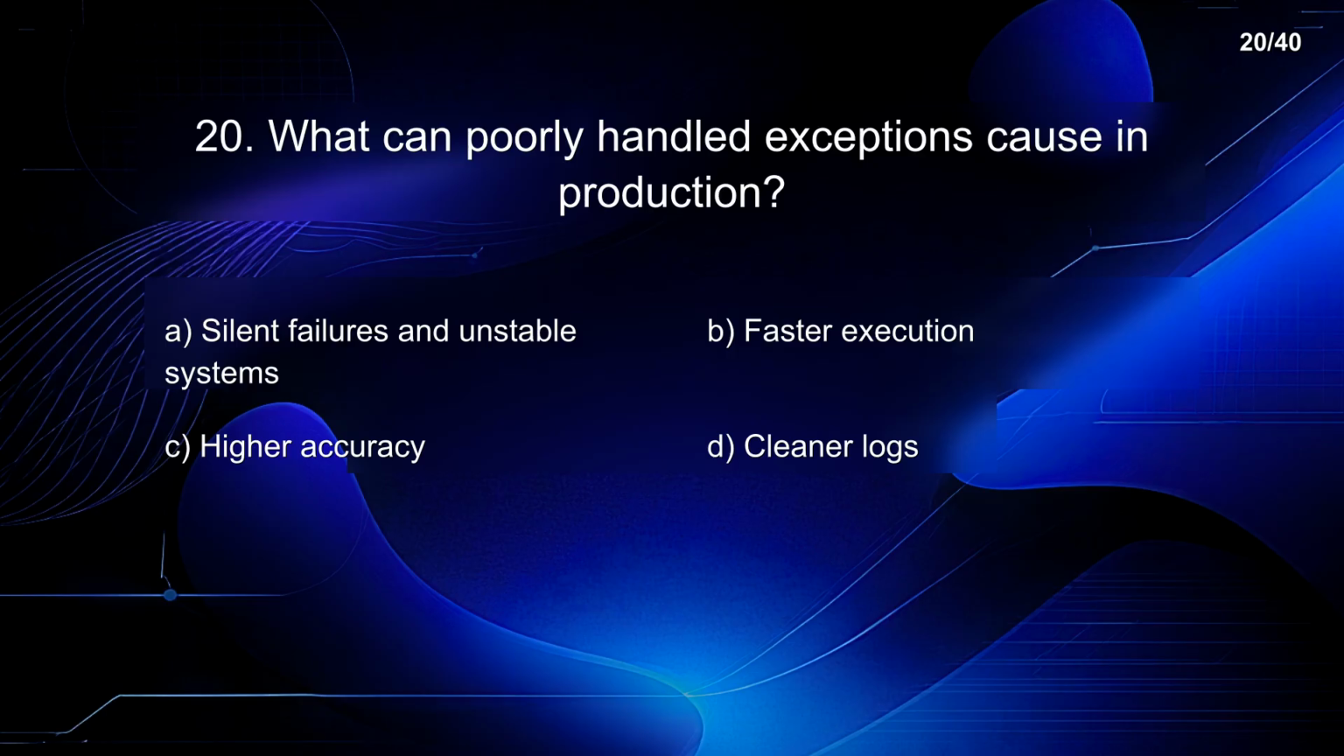20th question. What can poorly handled exceptions cause in production? A. Silent failures and unstable systems. B. Faster execution. C. Higher accuracy. D. Cleaner logs.